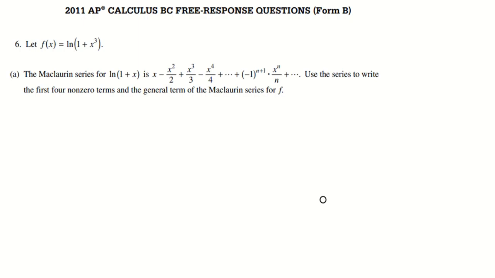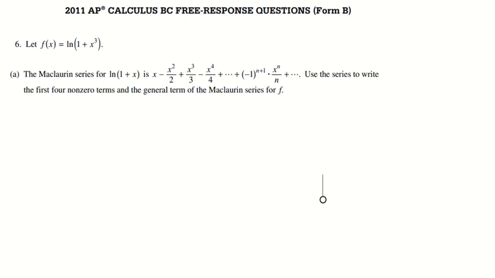Now I want to look at another problem from 2011. This was from the Form B exam, but I like this one. This is a good one. So they give us the Maclaurin series for log of 1 plus x, and we're going to use that series to write the first 4 non-zero terms and the general term of the Maclaurin series for f, which is log of 1 plus x to the 3.